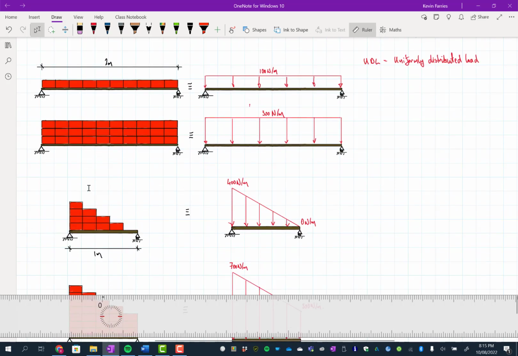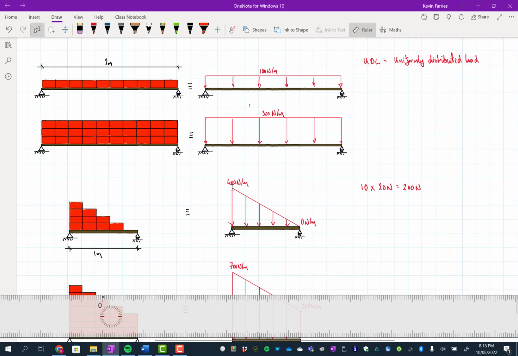Now, the total load here would be 4 plus 3, 7, plus another 3, 10. Let me just check that again. It might not quite work, but let's just figure it out. So the total load there would be 10 times, each of them weighed 20 newtons, so that would be 200 newtons. Now, this is 1 meter long, say.